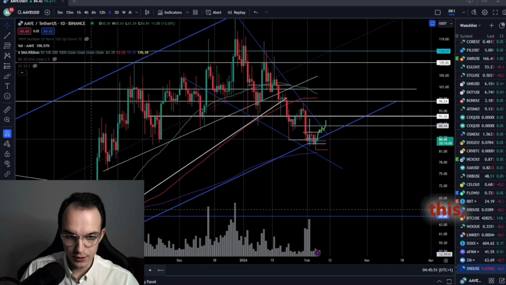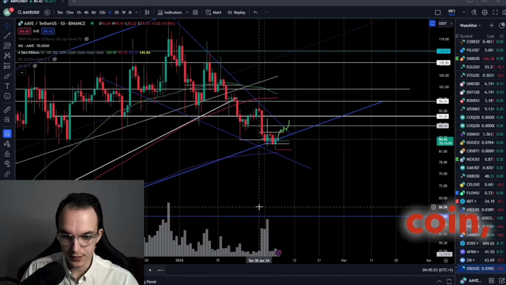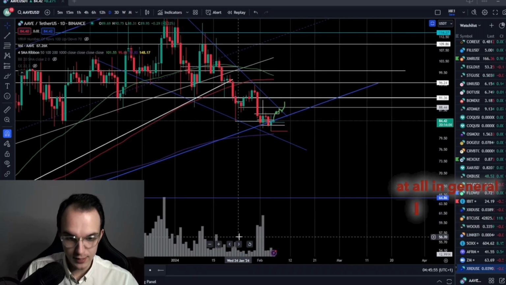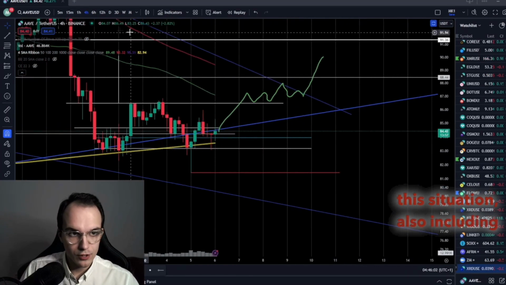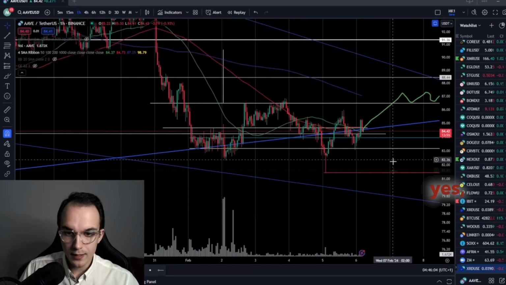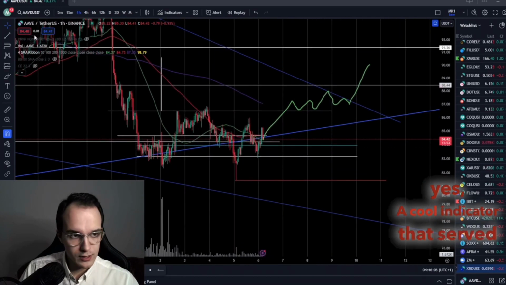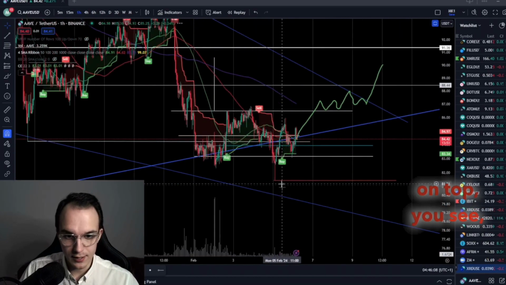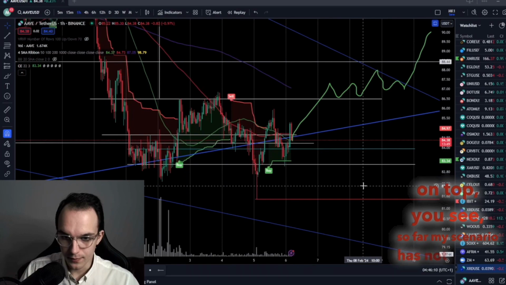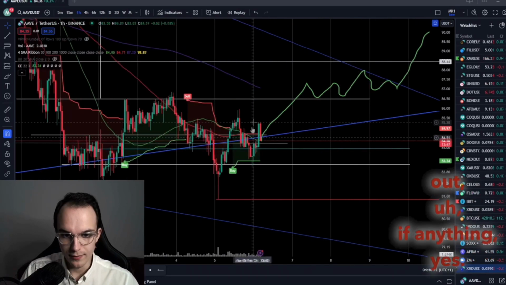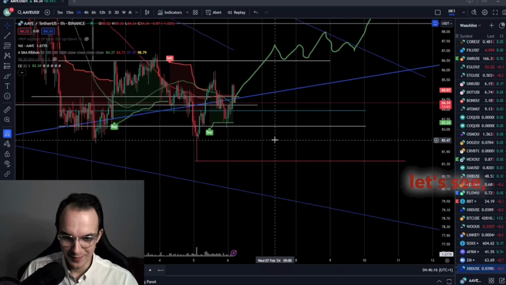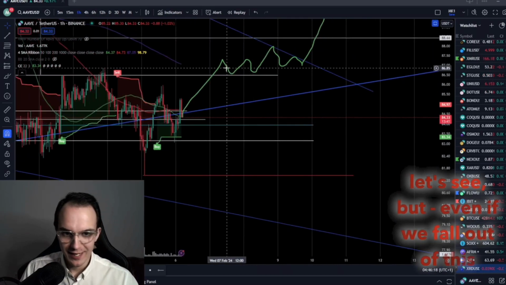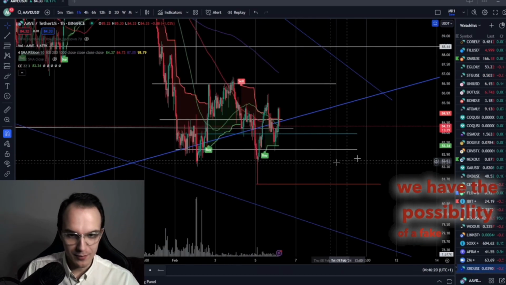Yes, this makes us look at this coin. I look at it at all in general. I found, as I determined, I really liked this situation, also including the chandelier exit. Yes, a cool indicator that served as such a cherry on top, you see? So far my scenario has not played out, if anything, yes. It may fall apart, continue to move within the wedge, let's see, but even if we fall out of this trend, we have the possibility of a fake departure.